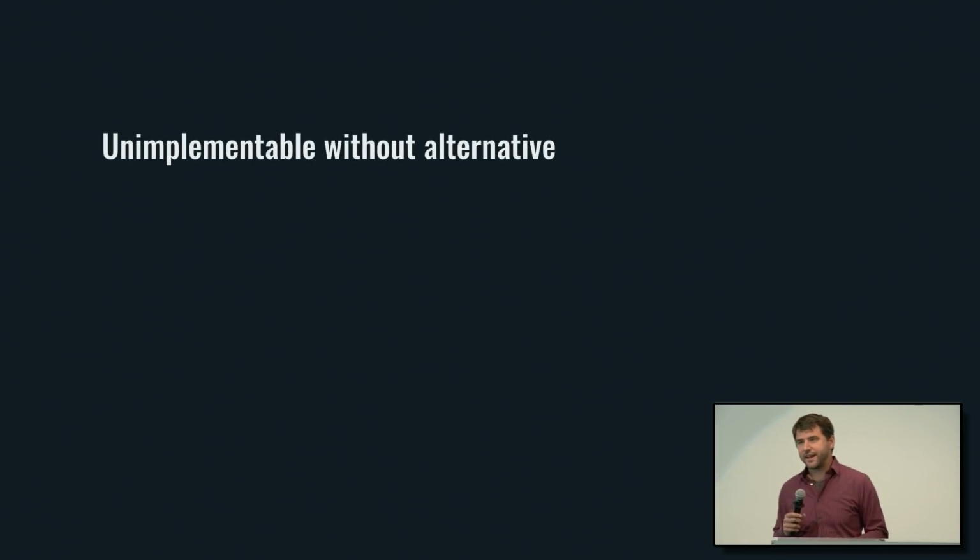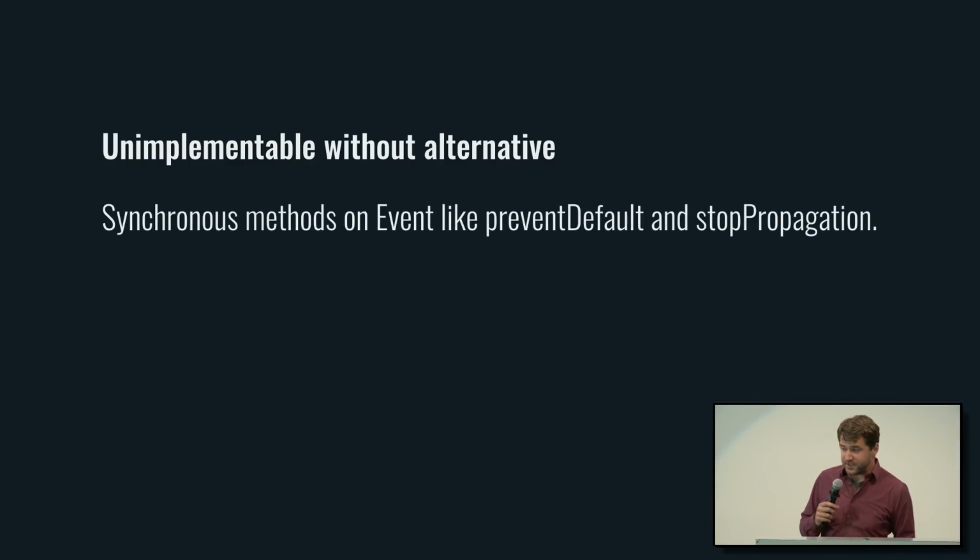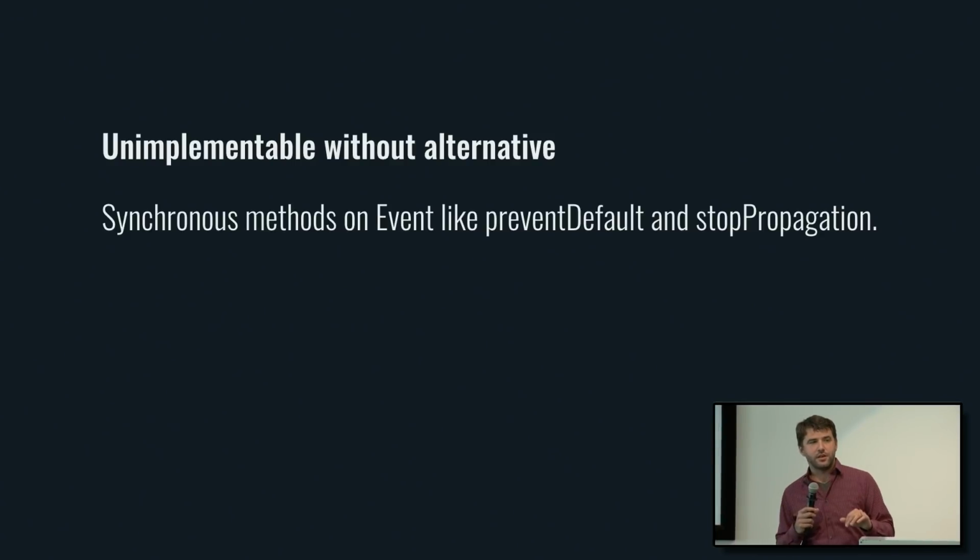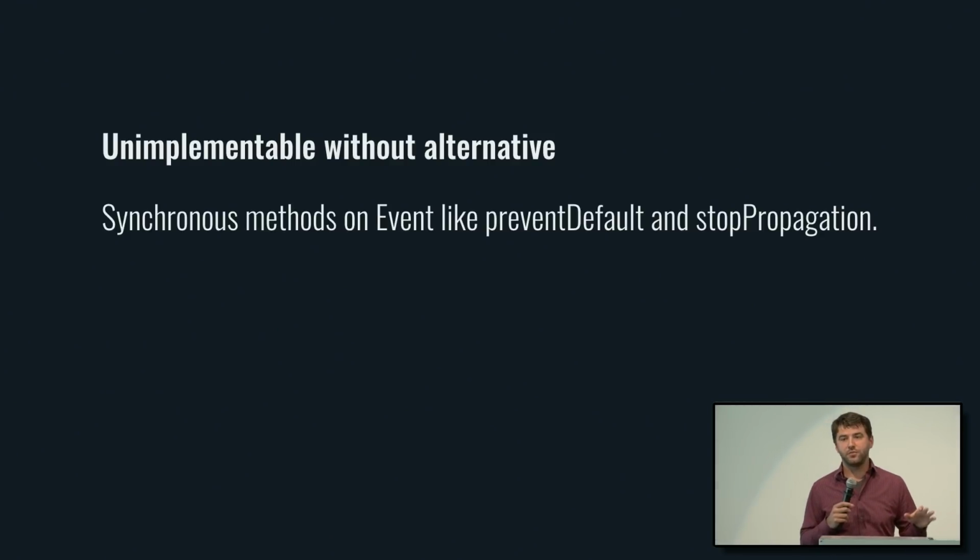What about the things that I can't promise we'll be able to implement? There are a few. The main big one is synchronous methods on event, like preventDefault and stopPropagation. Because by the time the worker has received the event, it's impossible to prevent it from bubbling in the DOM, for instance.